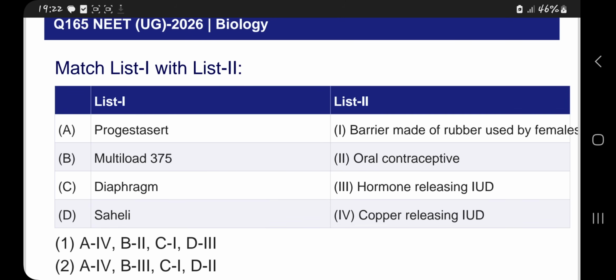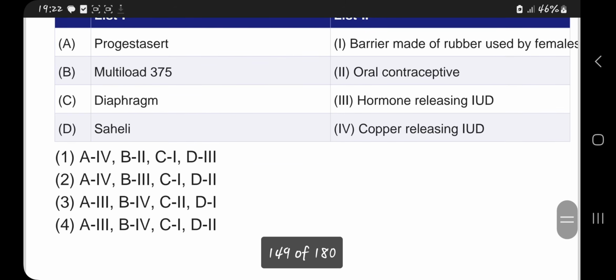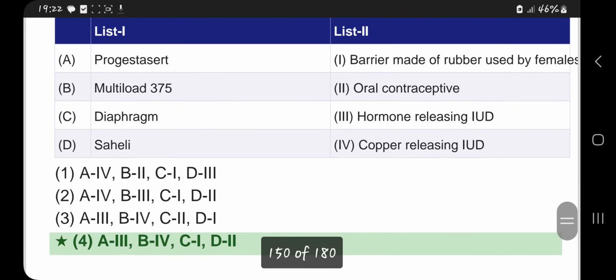Multi-load 375 is hormone releasing IUD. Diaphragm is barrier made of rubber used by females. Saheli is oral contraceptive. D2. So A4. So second option is correct.